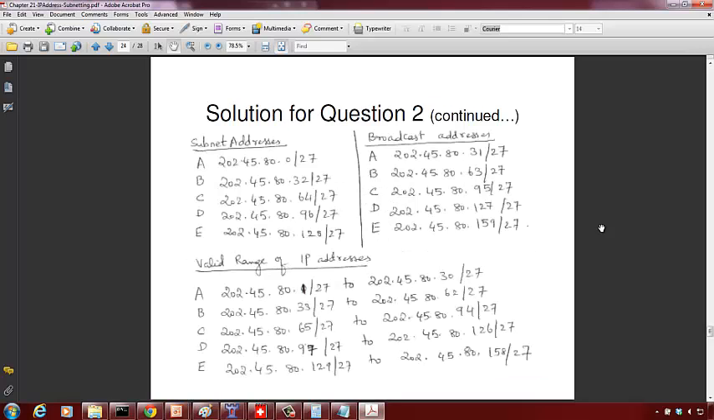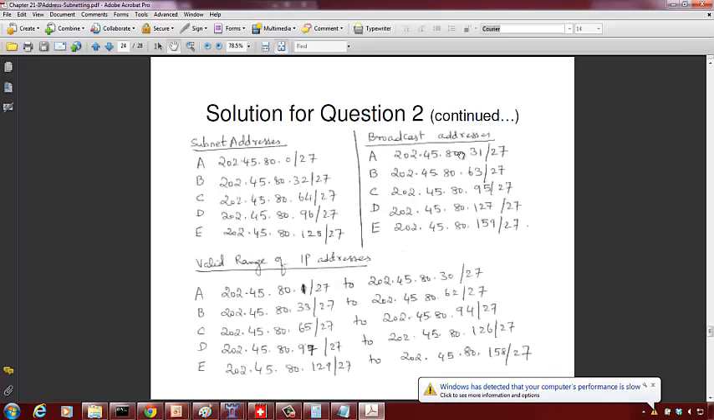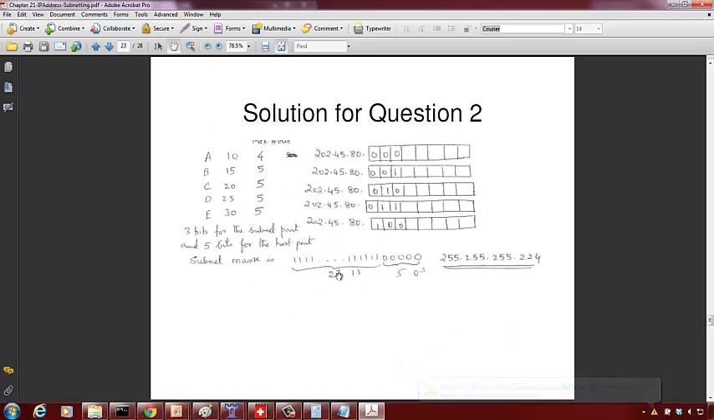Now, how to find the network subnet address, broadcast address, and valid range of IP addresses? Just put all the bits in the host part to be 0. If you put all of them to be 0, this will be 3 zeros followed by another 5 zeros, so 8 zeros. So that is 202.45.80.0/27. The 27 indicating what? The number of bits for the network plus subnet.